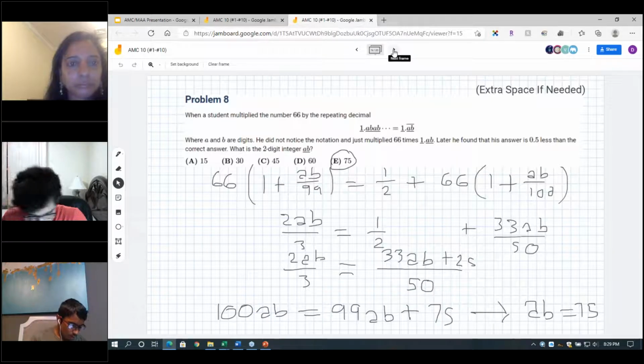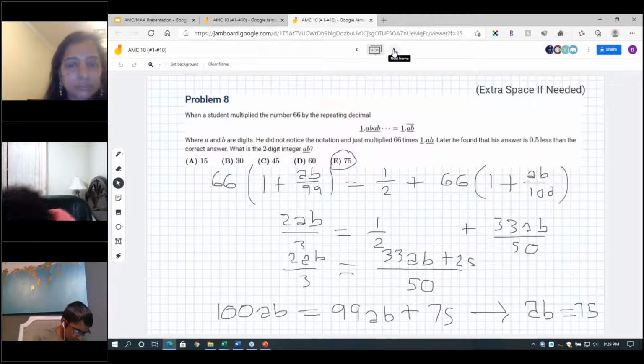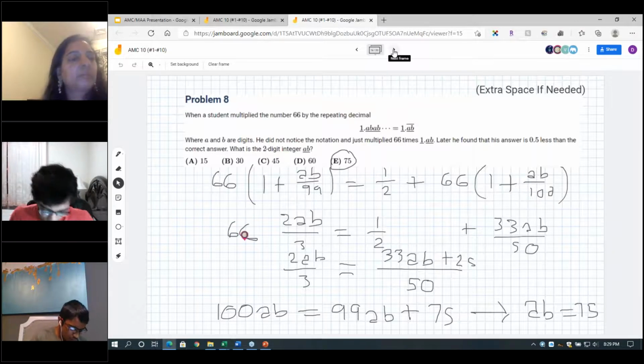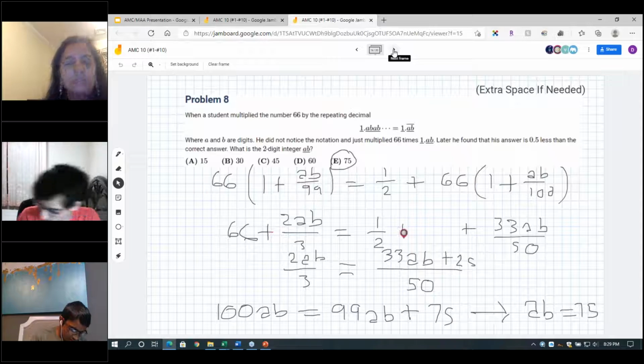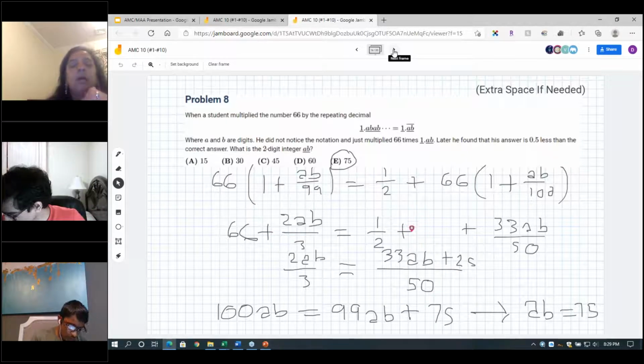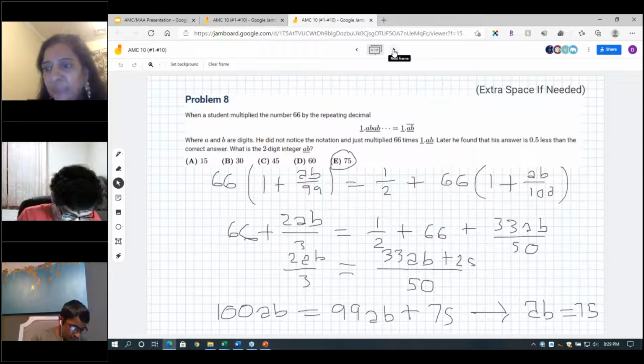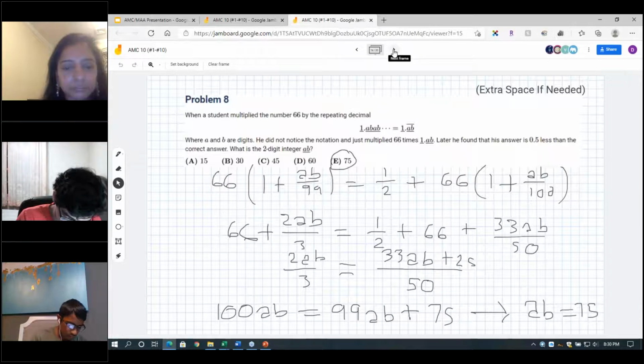So now what we just do is we can expand both sides by multiplying the 66 out. So what we end up getting is 66 plus 2AB over 3 is equal to 1/2 plus 66 plus 33AB over 50. Now, we have 66 on both sides, so we can just subtract the 66. We can get rid of them all. Now we just have a simple equation that we need to solve.